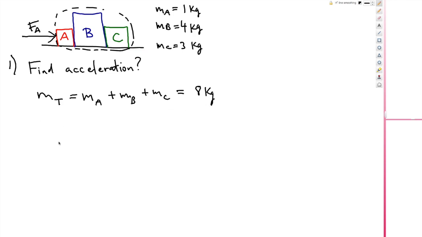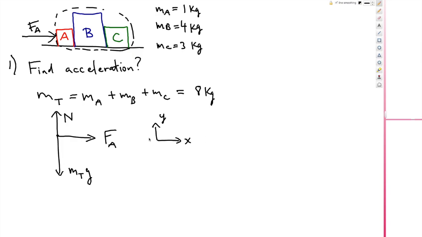Okay. Now if you do a free body diagram on that system, what do we have? Well, we're going to have an applied force, FA. We're going to have a weight acting down, which is the total mass times little g. And then we also have a normal force acting up. If I take the positive x direction to be toward the right, positive y acting up here.